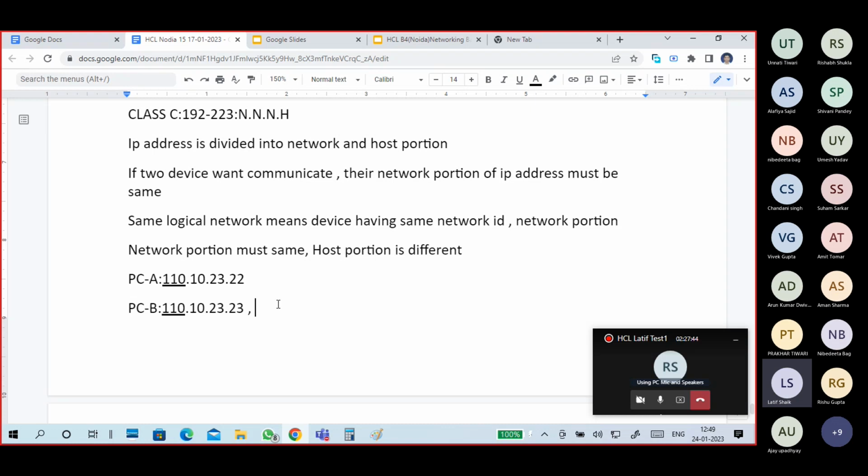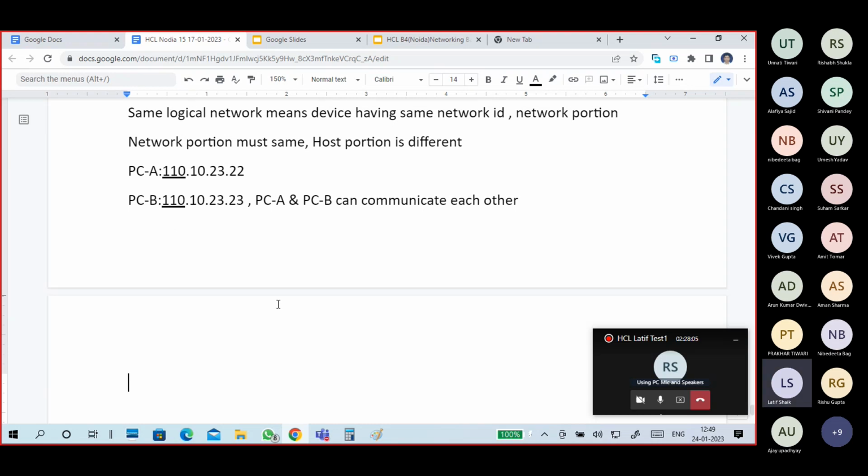So what we can say is PCA and PCB can communicate with each other. Why? Both are in the same network. Their network portion is the same. Let me give another example. Here is PCA, 139.19.88.11.